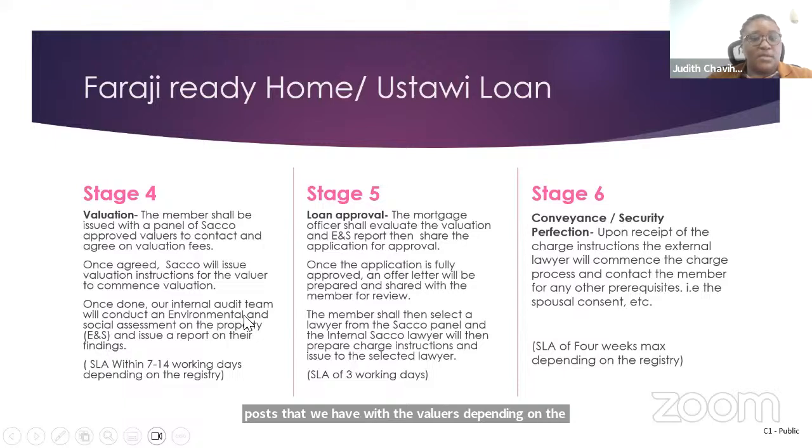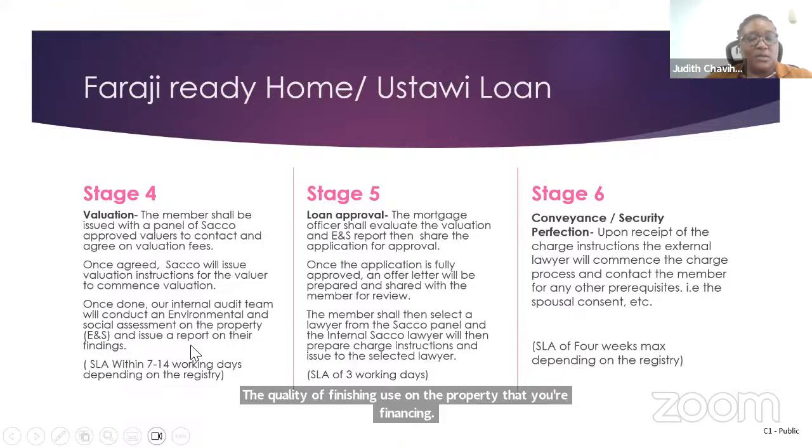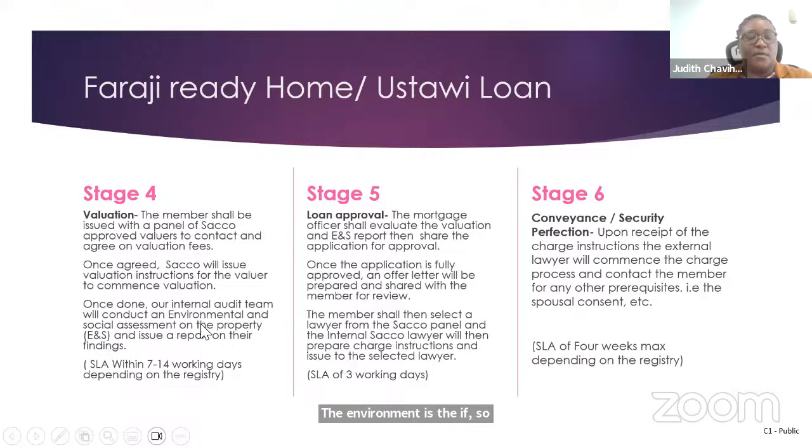At this stage we also do an E&S assessment, which we normally call an environmental and social assessment. This is normally done with the auditors as well as the valuers. It is basically an assessment of the property, the quality of finishing used on the property that you're financing. The environmental part is to confirm if the property is in a road reserve, if it is aligned as per the registry, and so forth.